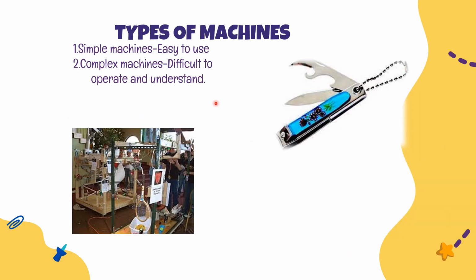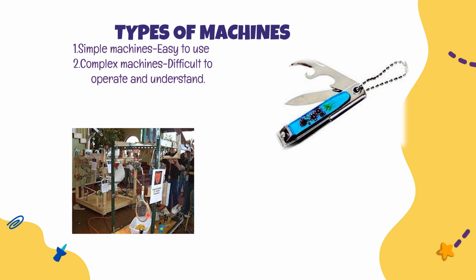There are two types of machines children. The first one is simple machine, the other one is complex machine. Here the example given for a simple machine is a nail cutter. It's very easy to use. You just need to keep your nail over here, and apply a mechanical force by pressing here, then your work will be done easily.